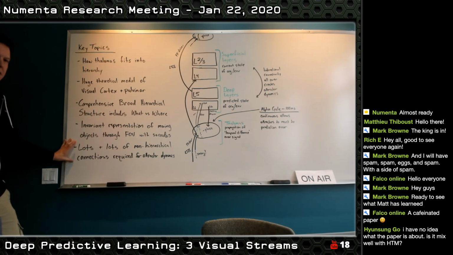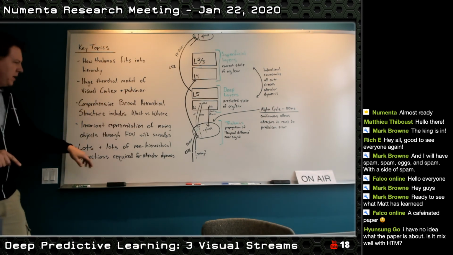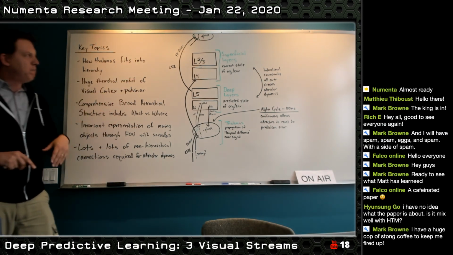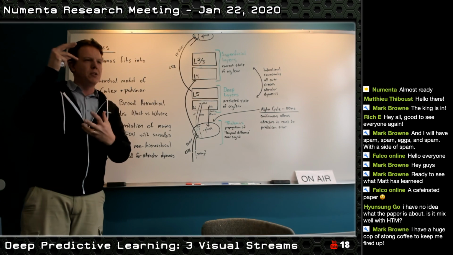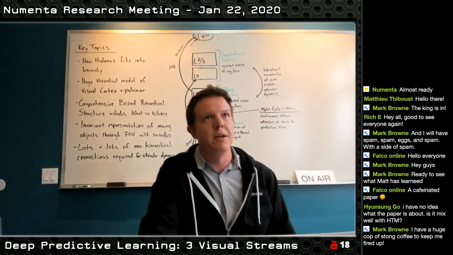One of the things I'll note throughout, though it's not highlighted, is that lots and lots of non-hierarchical connections are required for this to work. I'll talk about that as well, because of the idea of the superficial layer and the deep layer being in sync. Those are the big ideas.